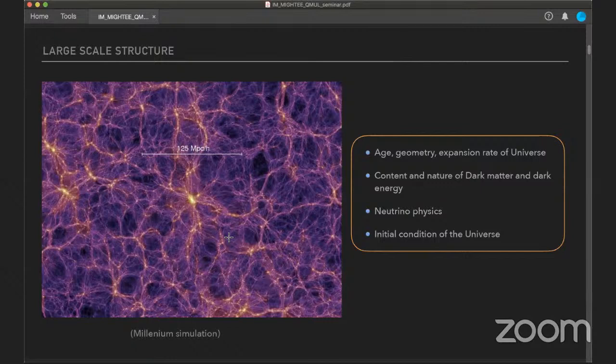And the reason that we want to probe this large scale structure is because we can get information about many quantities like the geometry and expansion rate of the universe, and also the content and the nature of dark matter, dark energy, neutrino physics, and the initial conditions of the universe. That's why the study of large scale structure is really very important.